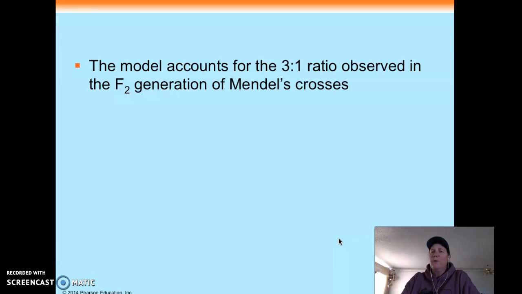And that's where the 3-to-1 ratio comes in. And actually, if you did the genotypes, that's what the genes say.